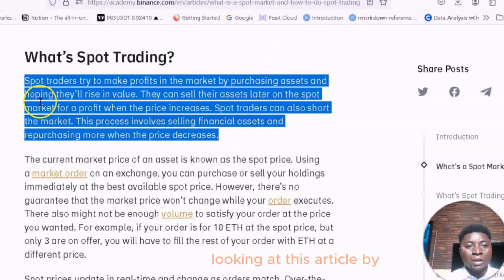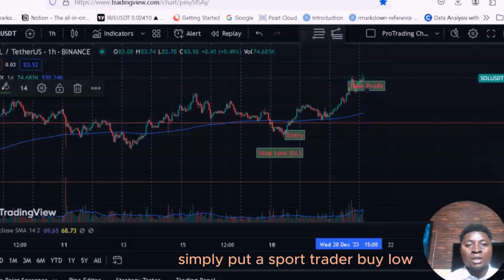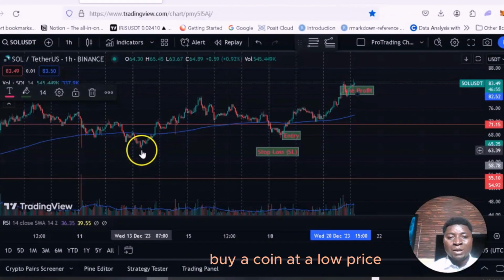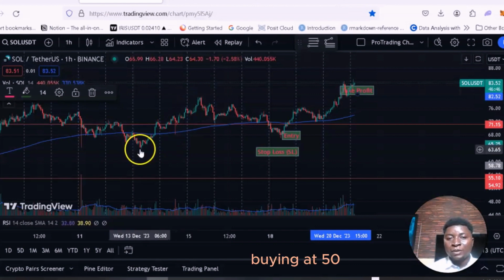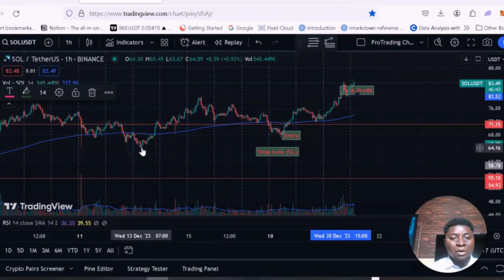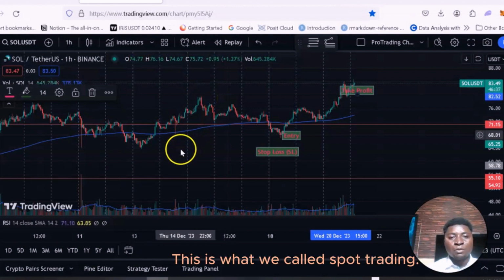Looking at this article by Binance Academy, spot traders try to make profit in the market by purchasing assets and hoping they will rise in value. They can sell their asset later on the spot market for a profit when the price increases. Simply put, a spot trader buys a coin at a low price and sells the coin at a higher price. For example, buying at $64.16 and selling at $79.05. This is what we call spot trading.